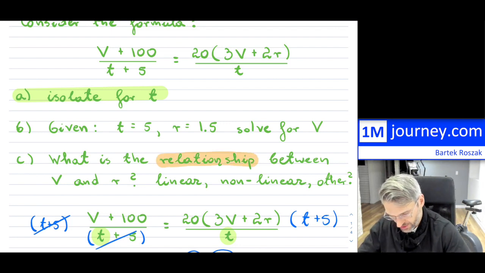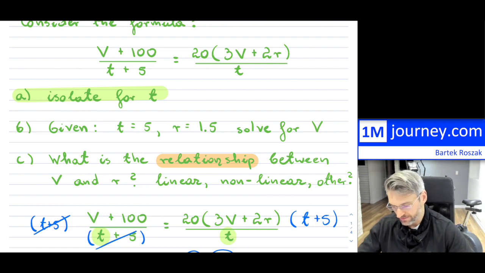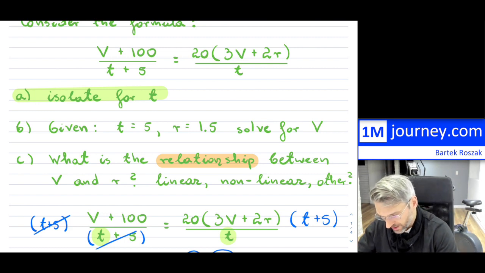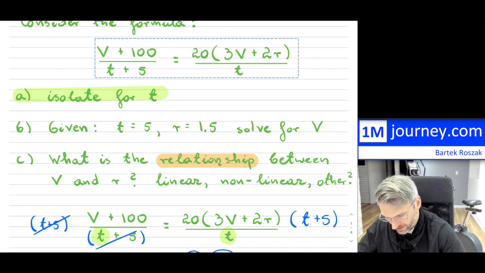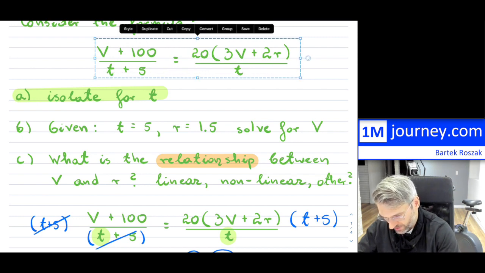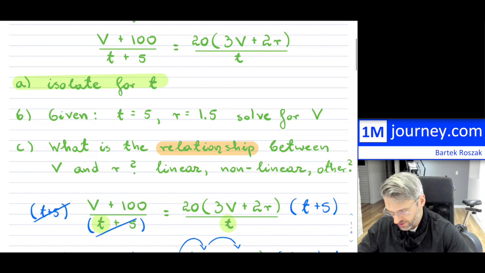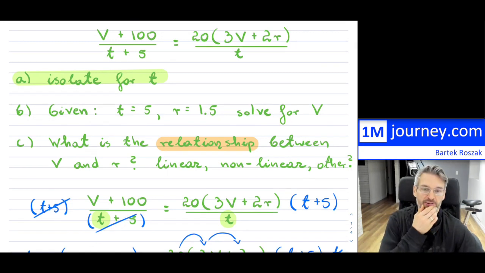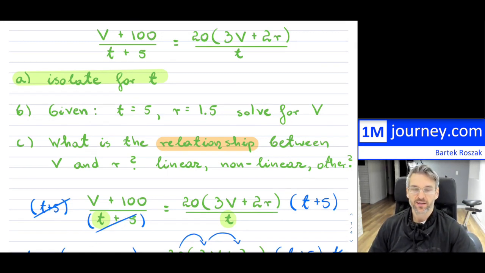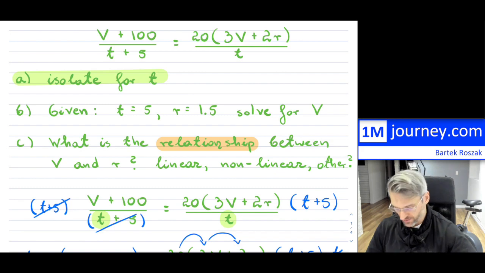Now the third item is, what is the relationship between v and r? Let's think about how we're going to do this. I'm going to copy this. Now the relationship, is it linear? Is it non-linear? Is it other? It's only linear or non-linear, but there are very special cases. Sometimes you have linear, which can be a direct proportion. That's certainly linear. Non-linear, you can have a very special case in terms of an inverse proportion. But those are typically the relationships you run into.